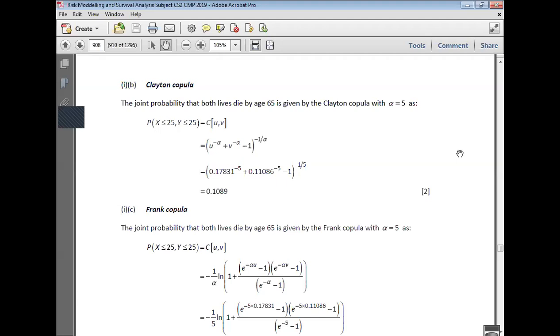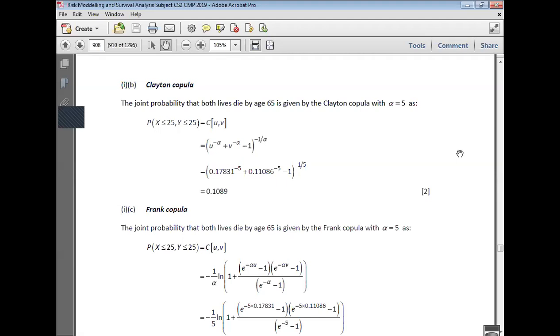Lower tail dependency, ma'am, right? Because we are calculating x less than or equal to 25 and y less than. Exactly right. Because we are looking at less than, it's measuring lower tail dependency. And now what kind of copula amongst these three will measure lower tail dependency the best? Look at the graphs that we drew. Clayton copula. Exactly right.